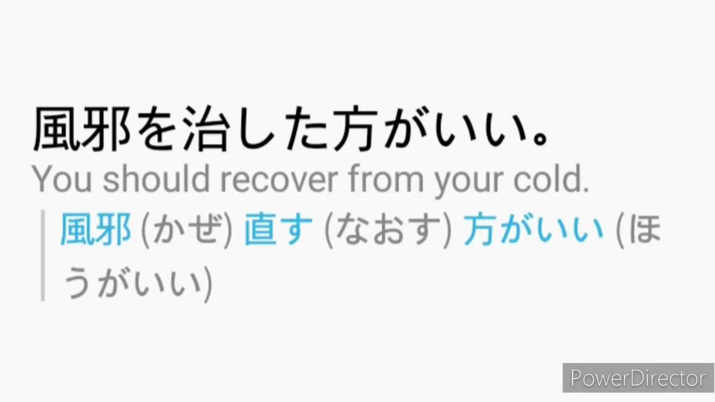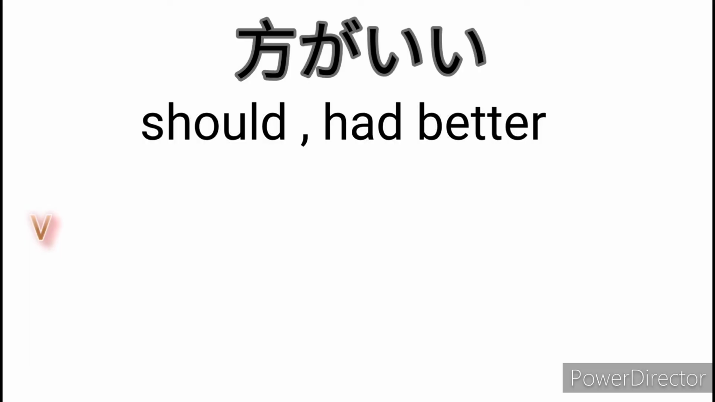And now let's see an example for the first one, which means to recover. Kaze o naoshita hō ga ii. Kaze means cold or flu. Naoshita, naosu, the verb in ta form is naoshita. Hō ga ii would be really good. It could also be translated as you should.